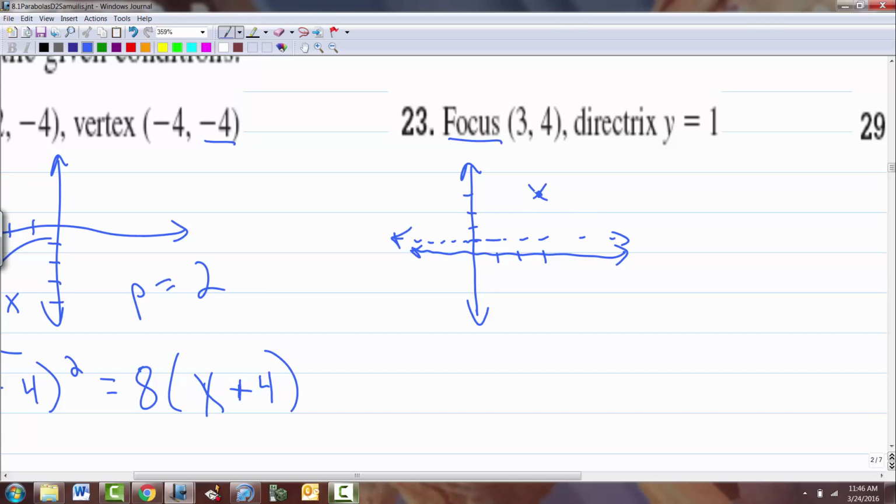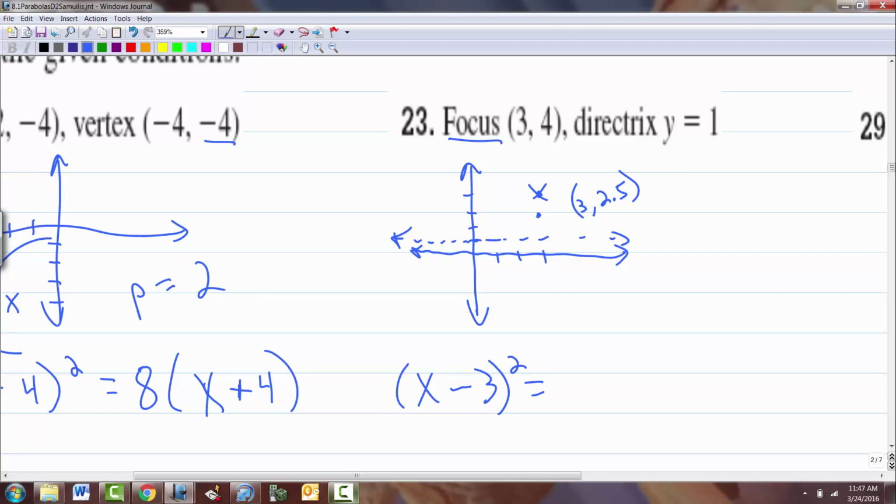Where does the vertex belong between these two? Oh no! What's the number? 3, 2.5. He is correct. So what's the equation? X what? Minus 3.